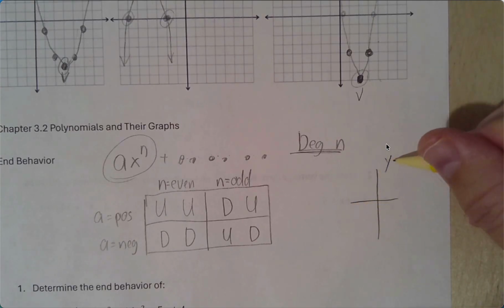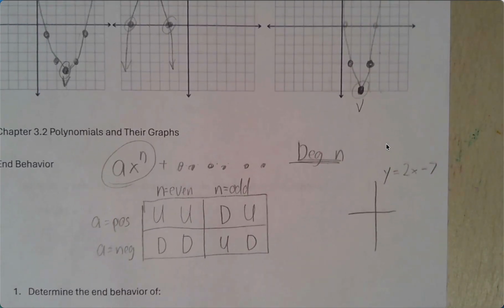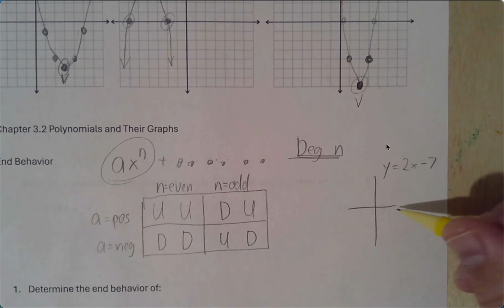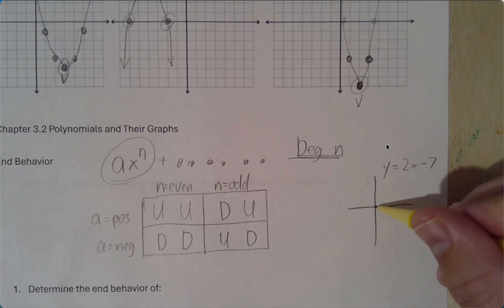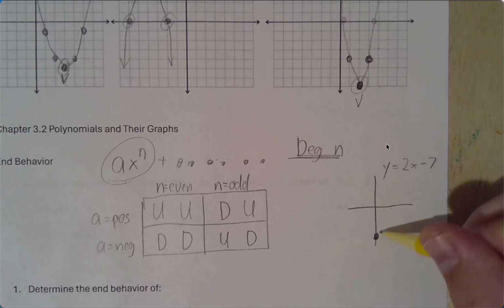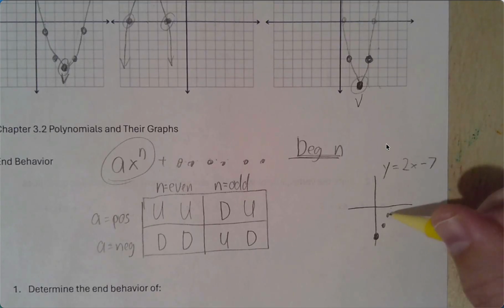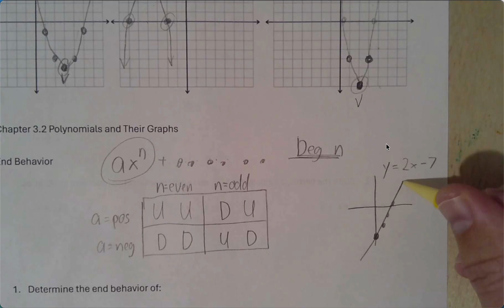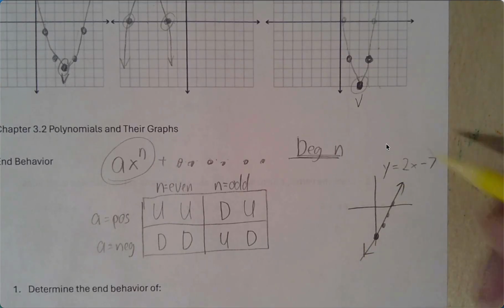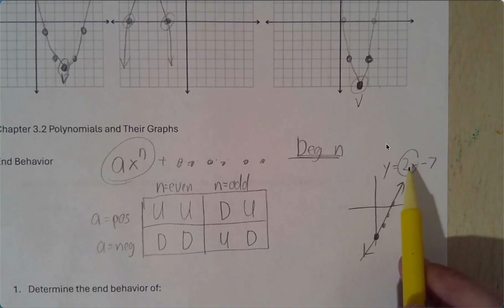if I had y equals 2x minus 7, this is just a basic good old-fashioned line, and it's been a while since we've seen those, but that has a y-intercept down here at negative 7, and a slope of 2, which looks essentially like this. And guess what? There's your highest degree term. It is positive because the 2 is positive.